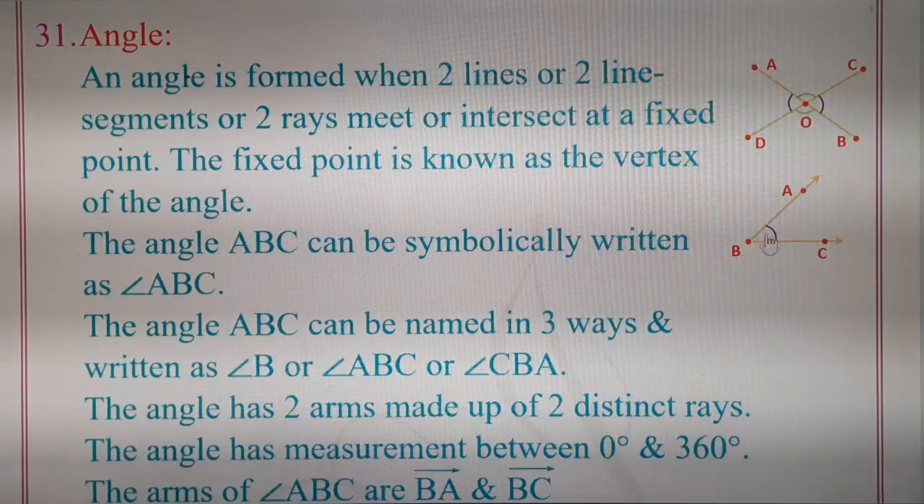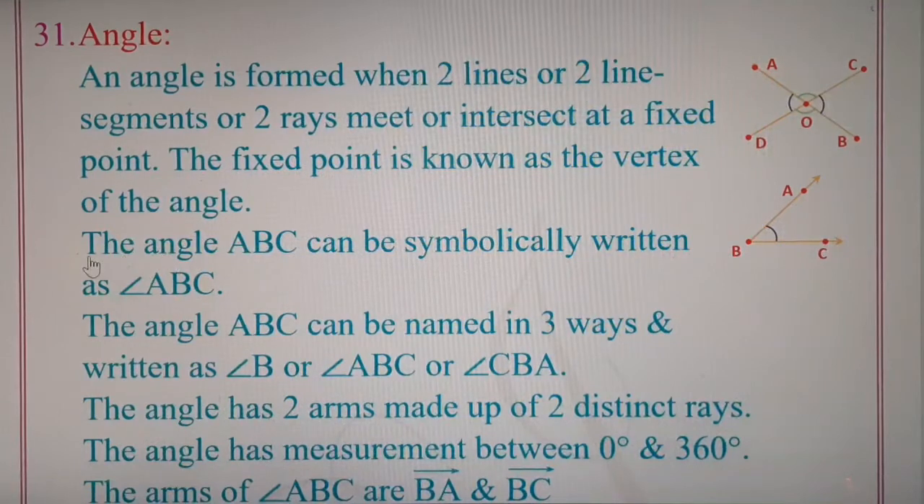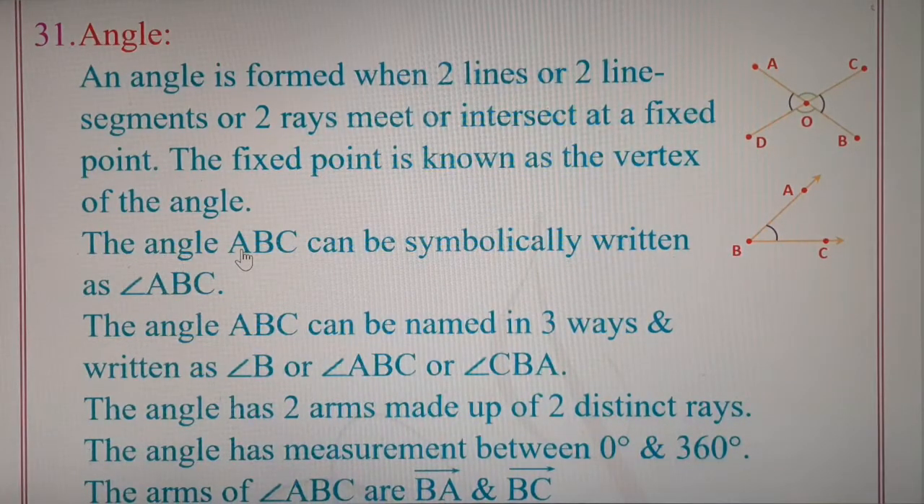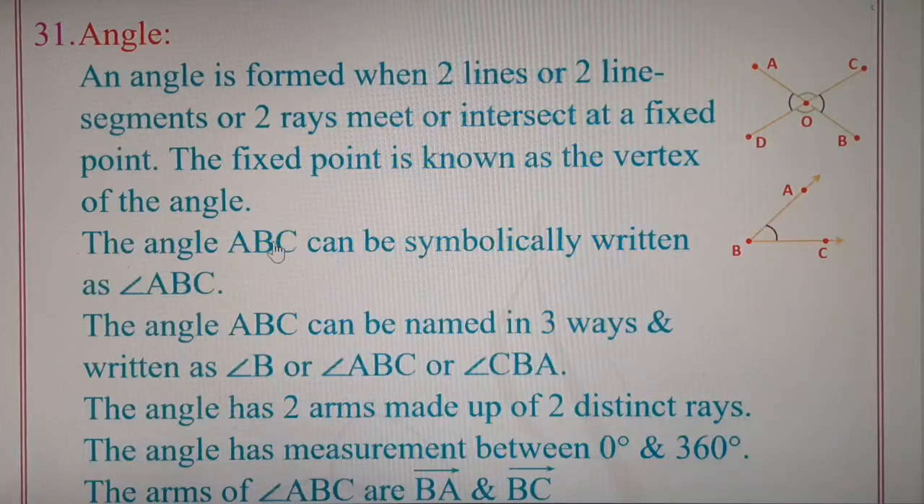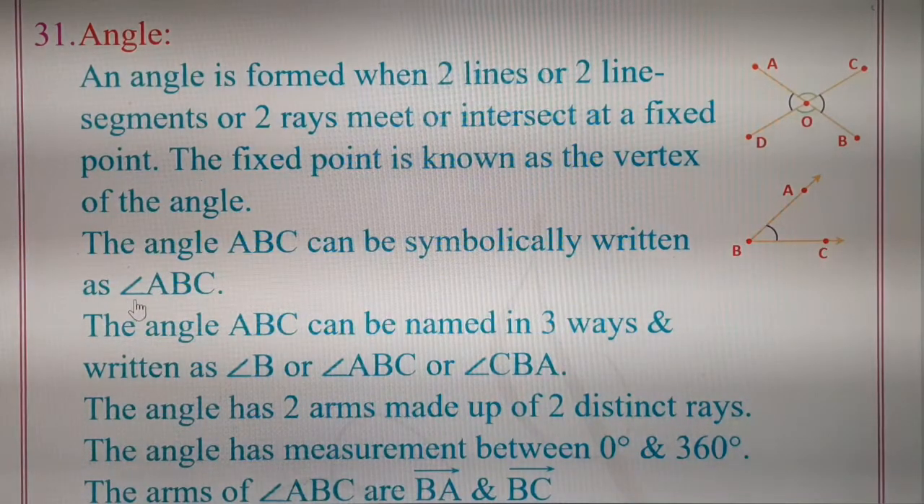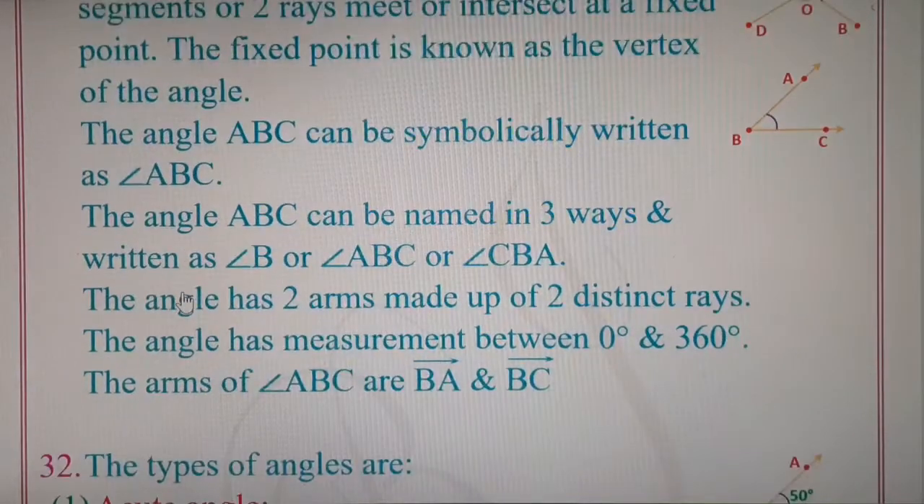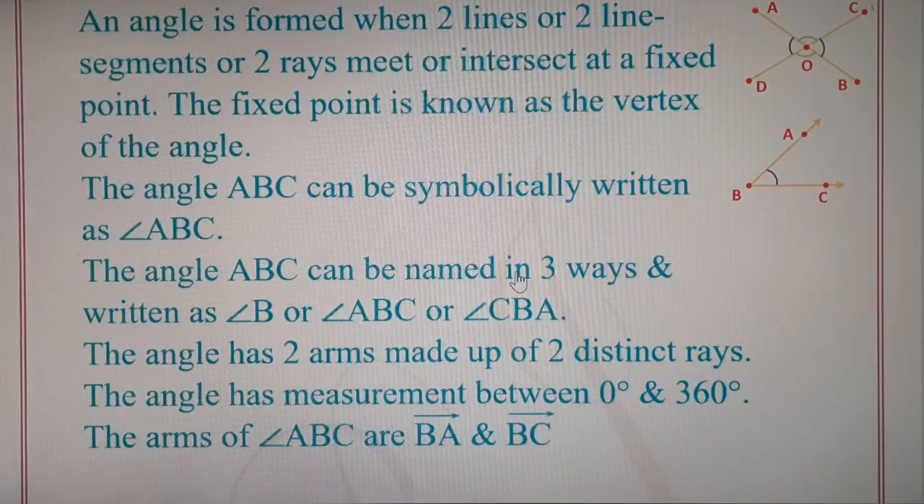This angle can be named as angle ABC. The spelling of angle is not written while naming an angle. Instead, a symbol is written to represent the angle. So here, the angle ABC can be symbolically written with the angle symbol. This symbol, similar to the less than arrow symbol, is used for naming an angle. The angle can be named in three ways.